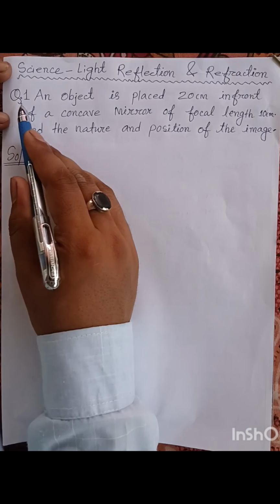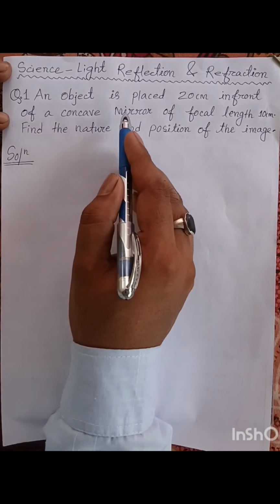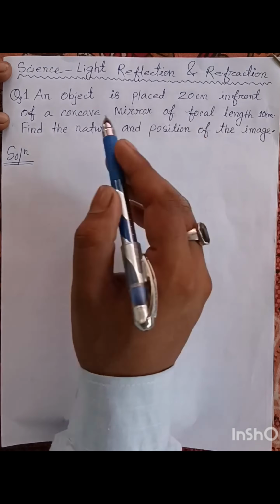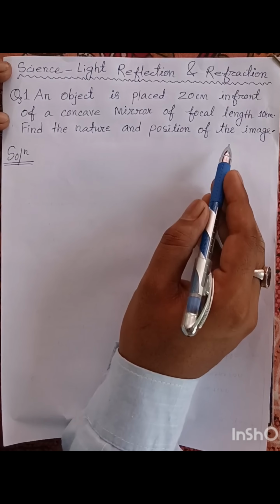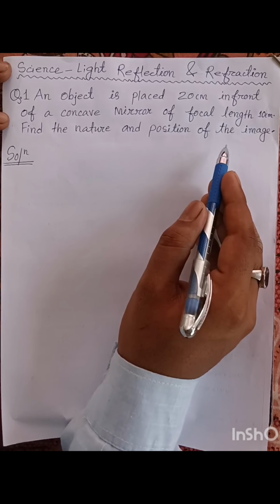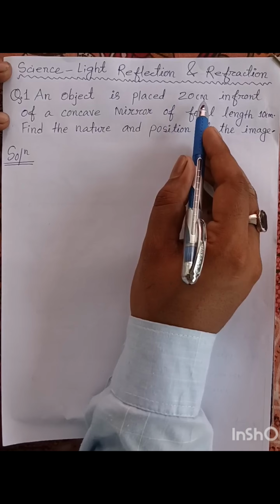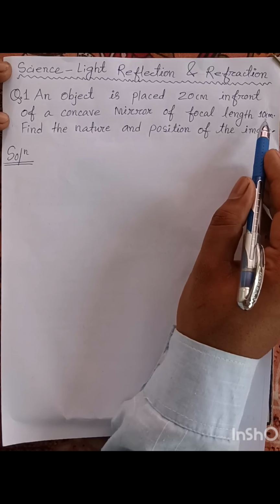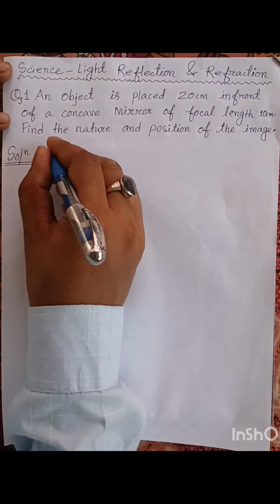In question number 1, we have an object placed 20 cm in front of a concave mirror of focal length 10 cm. Find the nature and position of the image. To solve this numerical problem, in the first step, I will write the given values from this question. Here, object distance is given as 20 cm and focal length is given as 10 cm.